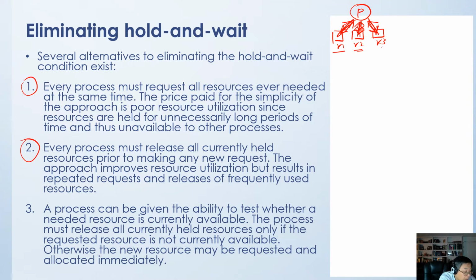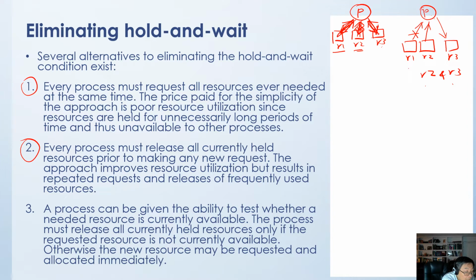Now, the second approach: every process must release all currently held resources prior to making any new request. For example, if process P is currently holding two resources, R1 and R2, and then suddenly the process requires R2 and R3 to complete the job, you cannot just release R1 and make a request for R3. You cannot do that.